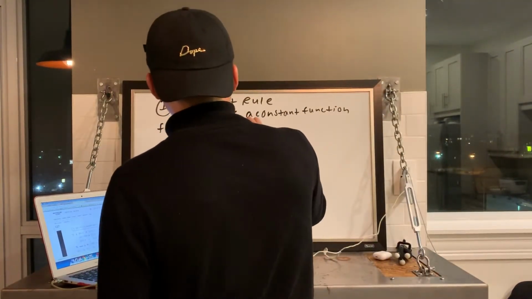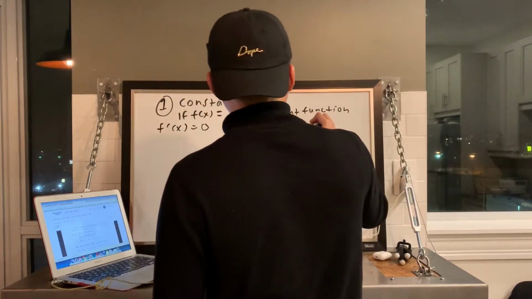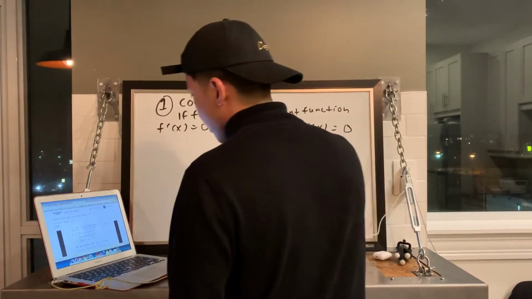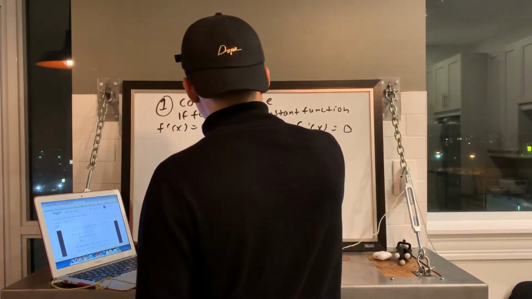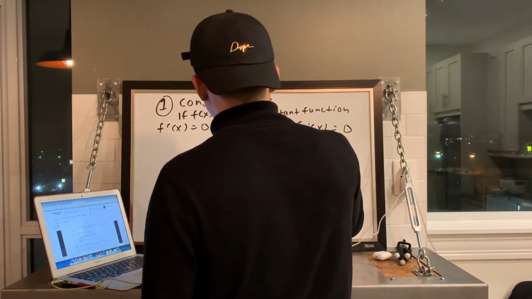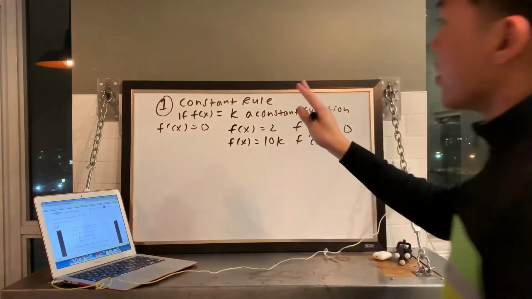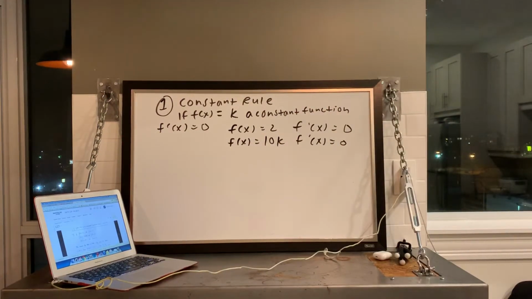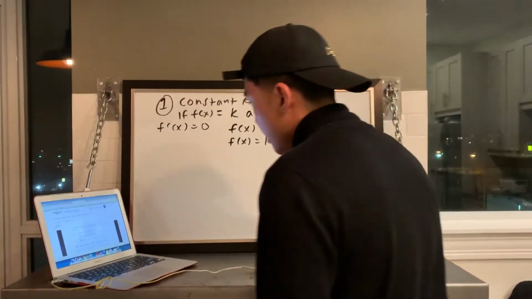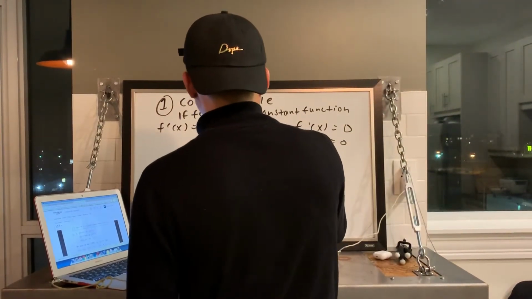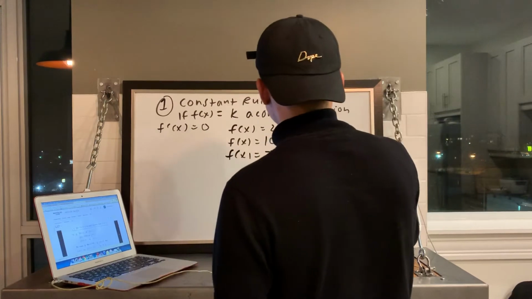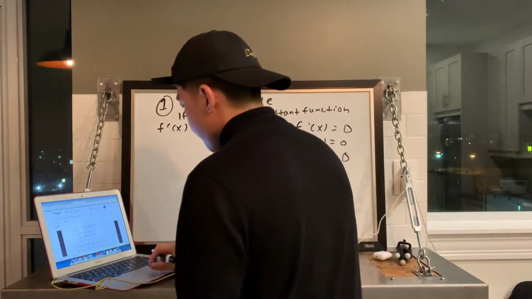So if f of x equals 2, then f prime of x equals 0. If f of x equals 10,000, then f prime of x also equals 0. If it's a constant number, the slope is going to be 0. It's a horizontal line. If f of x equals pi, then f prime of x also equals 0.